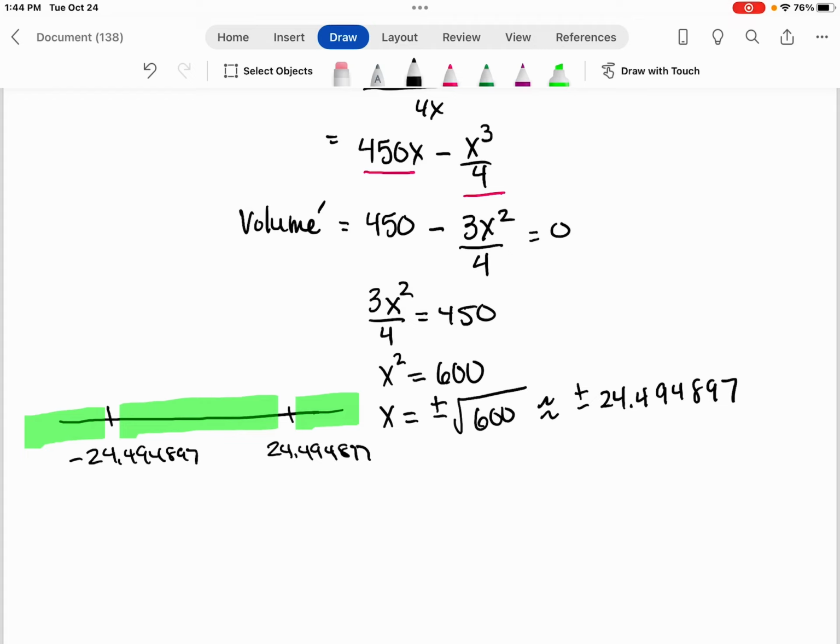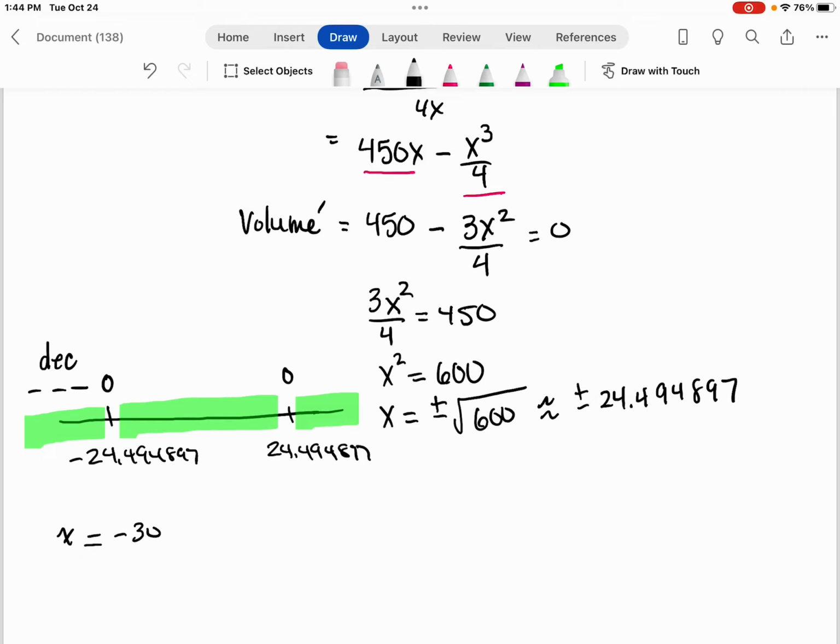So to make this sign chart, what I want to do is plug in a value on each of those intervals. It doesn't matter what it is, just make sure you're plugging in something that's on the interval but not the critical value. This is 0 if I plug that in. So let's say I use as my first test point negative 30. That's definitely on this first interval on the left. Now, if I plug negative 30 into my derivative, I'm going to get a negative number.